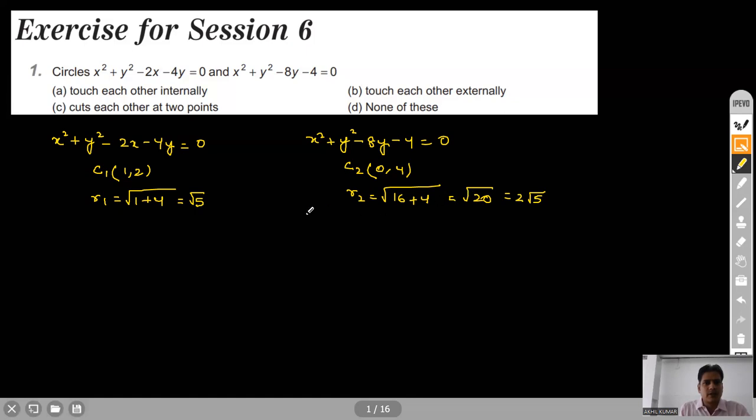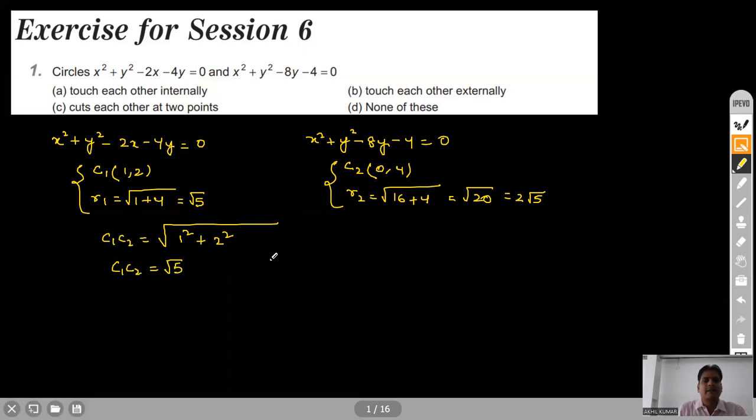So if you see, we got the coordinates of the center and radius of the first circle, and the coordinates of the center and radius of the second circle. So let's try to find the distance between these centers, C1, C2. What will be the length of C1, C2? It will be under root of 1 minus 0, squared, plus 2 minus 4, that is 2 squared, so C1, C2 is coming as root of 5.